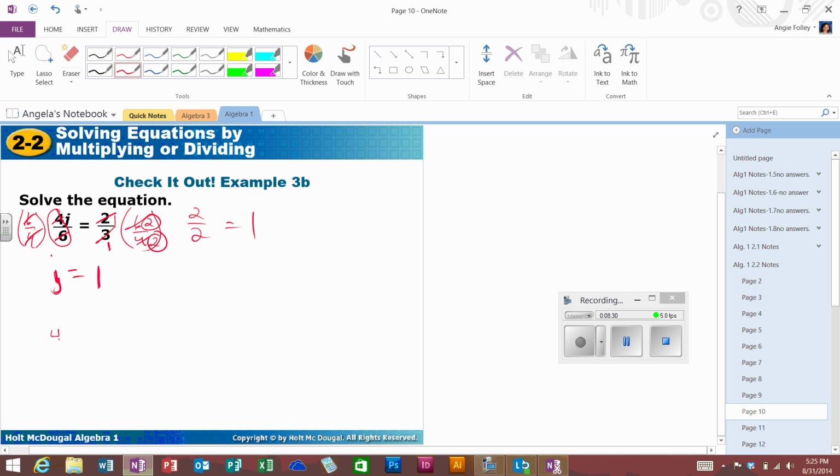Well, let's check. If I do 4/6 times 1, is that equal to 2/3? Well, anything times 1 is just itself, right? So the question is, does 4/6 equal 2/3? Well, if I simplify it, it does. So that is correct. j is equal to 1.